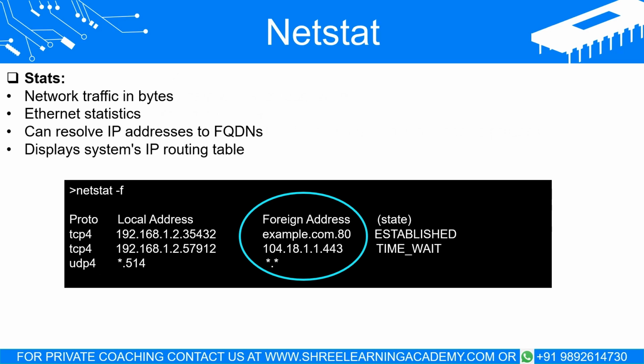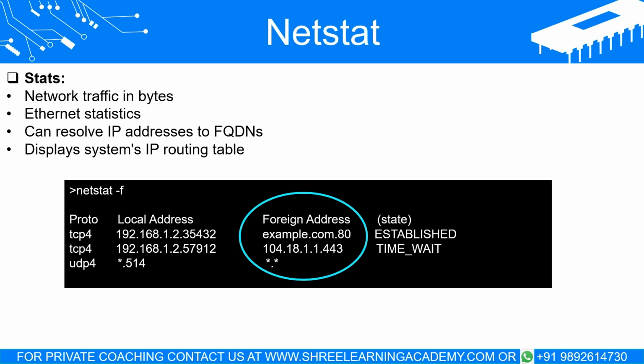Additionally, Netstat can provide statistics about network traffic in bytes, similar to how an air traffic control tower might keep statistics about the number of passengers or amount of cargo each plane carries. It can also display Ethernet statistics akin to monitoring the efficiency and performance of the airport's runways and taxiways. Netstat can even resolve external IP addresses to fully qualified domain names, that is FQDNs, giving you a more human-readable view of who your computer is talking to. If IP addresses are like GPS coordinates, then FQDNs are like street addresses, much easier for most people to understand.